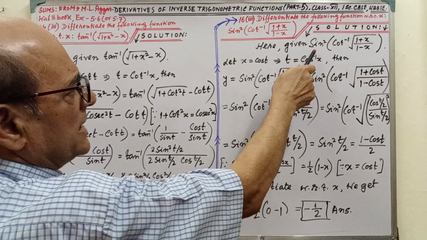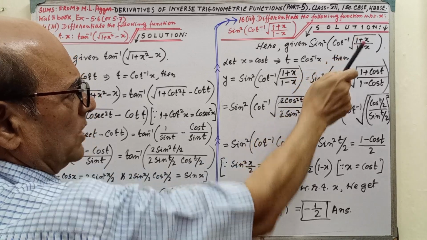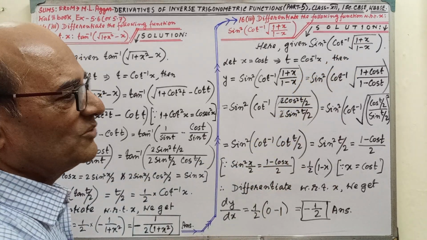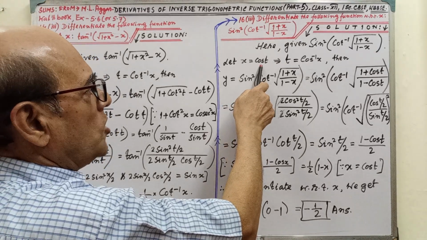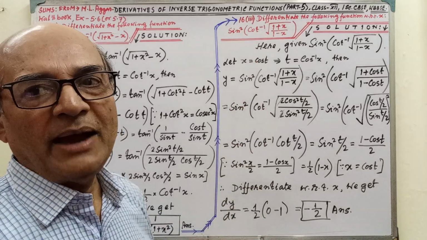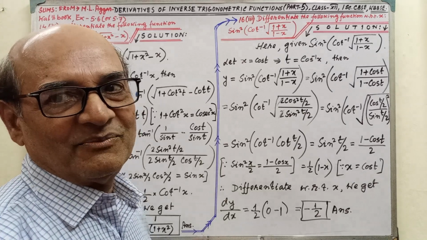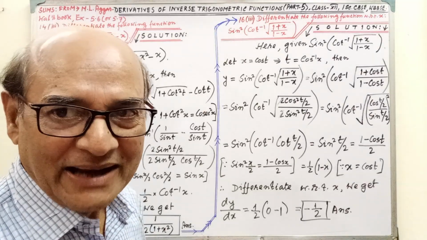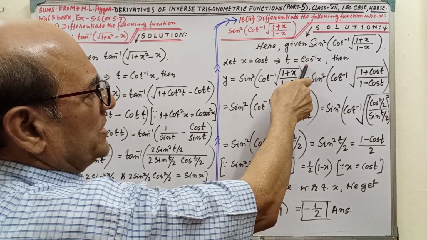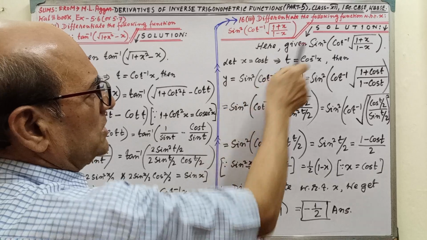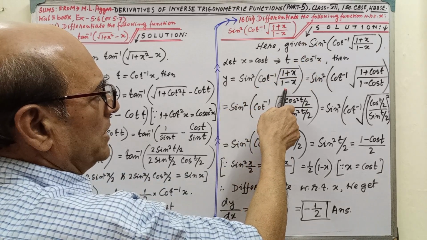Here also, here given sin square cot inverse of root over 1 plus x by 1 minus x. Here also same thing, we have to substitute x. Let x equal to cos t. In such way we have to substitute. By simplifying, cot will be eliminated. By practice you will gain this concept. So t equal to cos inverse x, then y equal to this: sin square cot inverse of root over 1 plus x by 1 minus x.